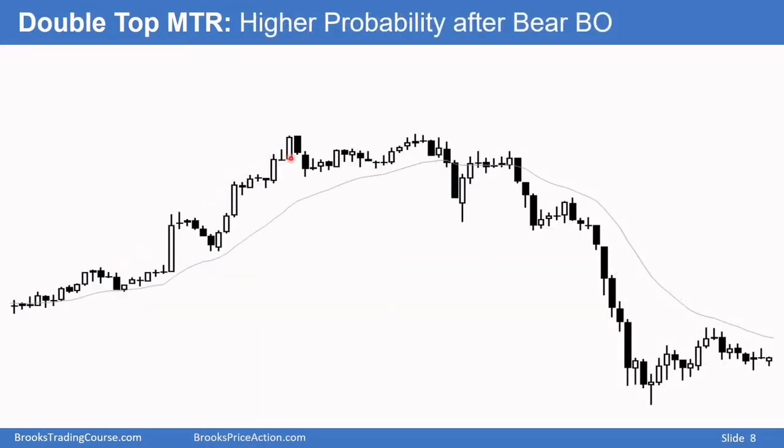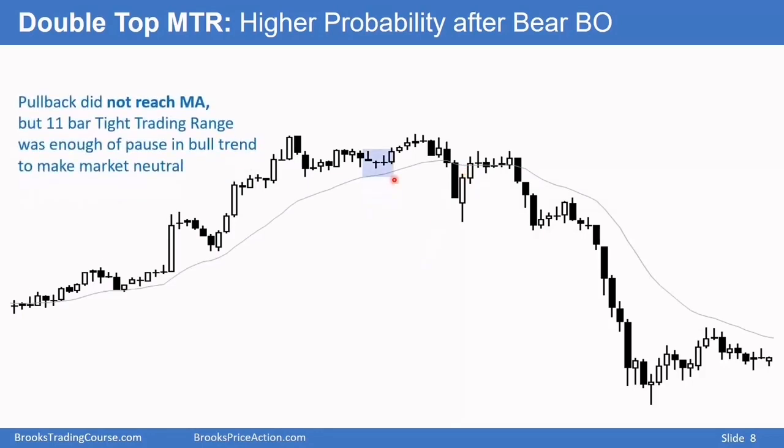We have a bull trend. The market went sideways for a lot of bars. And here we even broke below the moving average, and we have a moving average gap bar, a gap between the high of the bar and the moving average. The sign of strong bears.